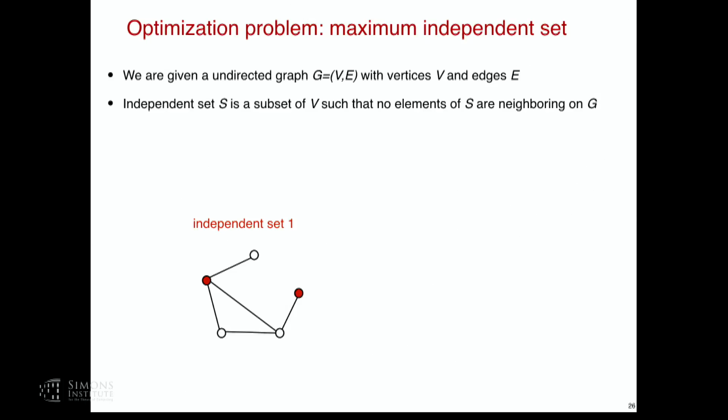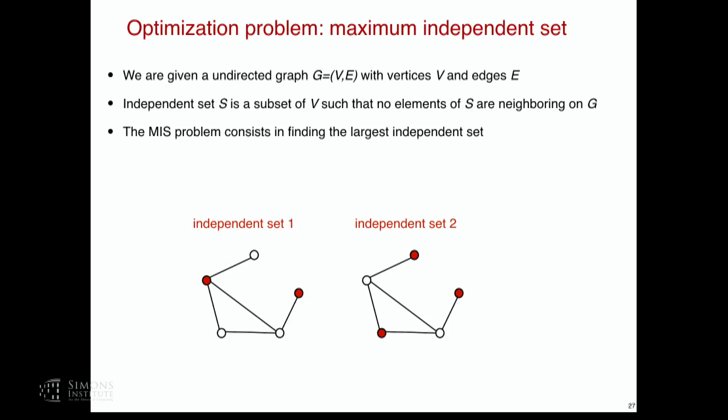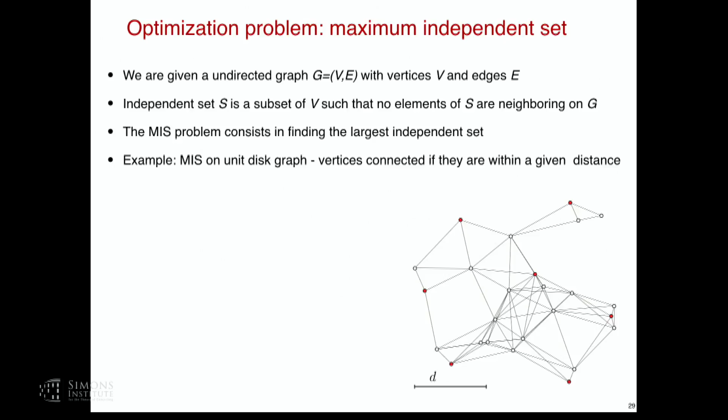So this is, for example, an independent set. And this is another independent set. The MIS problem is very simple: for a given graph, find the largest independent set. It turns out that for this graph, this is the largest independent set. This is a maximum independent set. But in general, this is a very hard problem. The problem itself is NP-hard. Even finding an approximate solution is NP-complete.